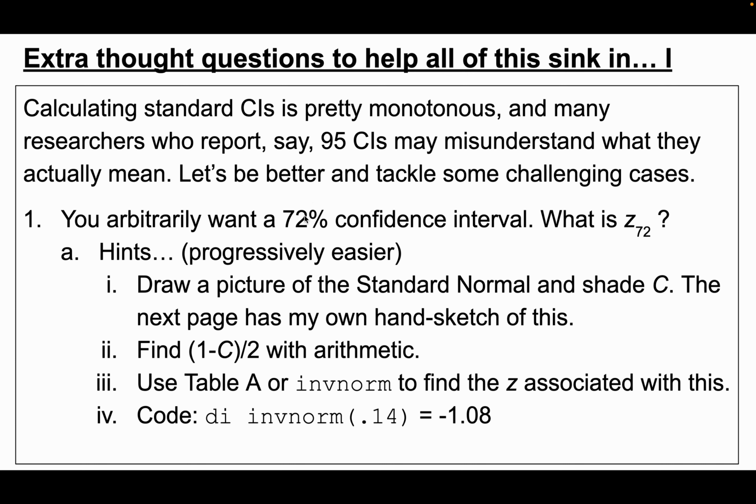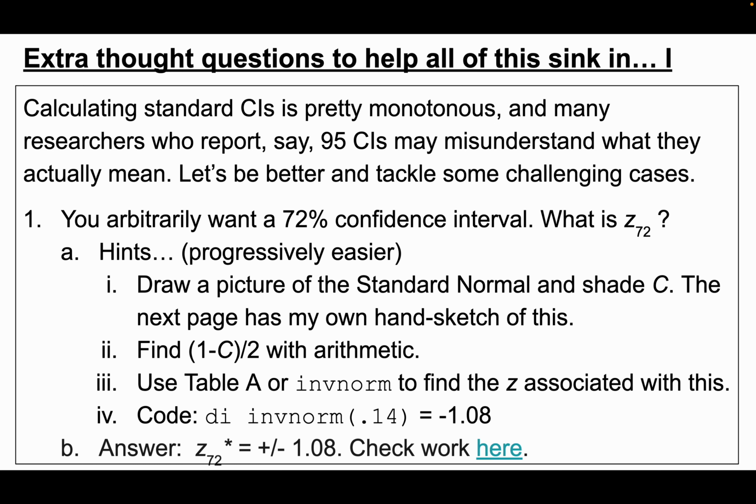Well, we wanted a 72% confidence interval. That means that we want 28% of the area under the curve to be outside of this, and we want 1/2 of that, or 14% of the area under the curve, to be to the left of it. That finally gives us a value that we can plug into this inverse cumulative distribution function. So we plug in 0.14 and we get negative 1.08.